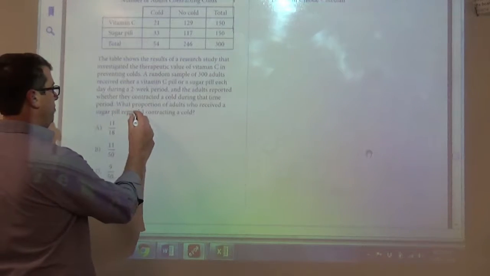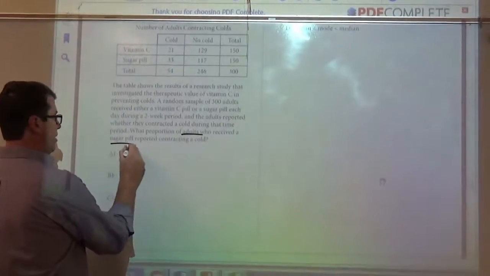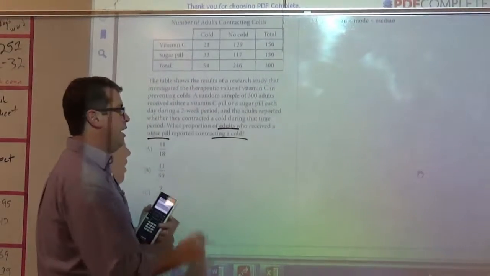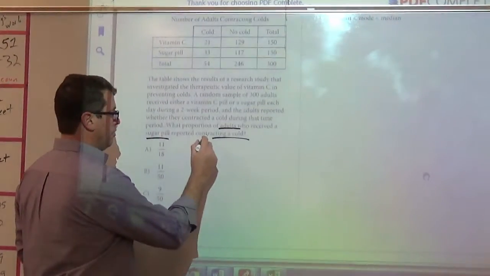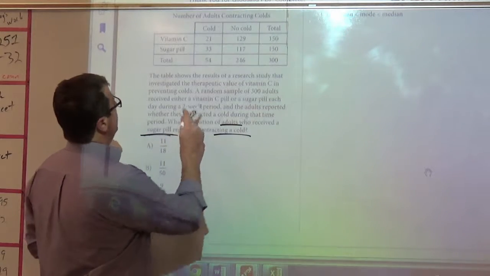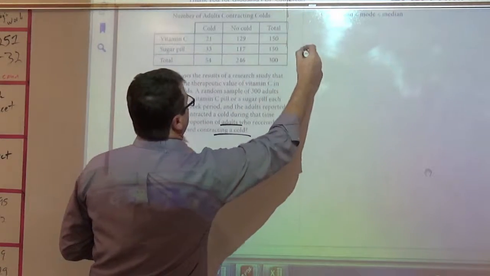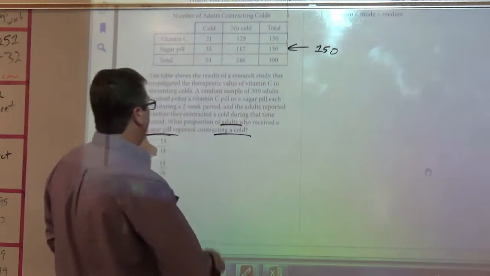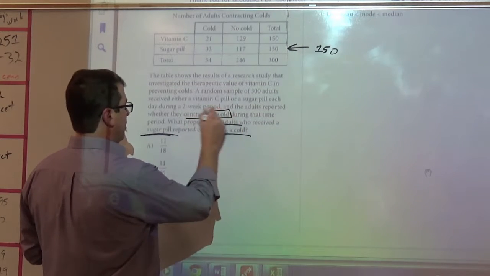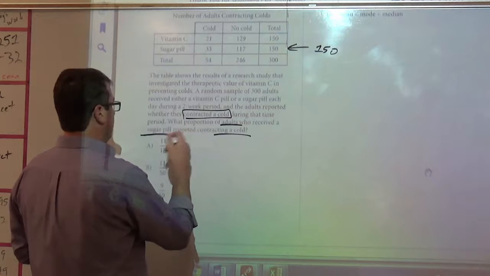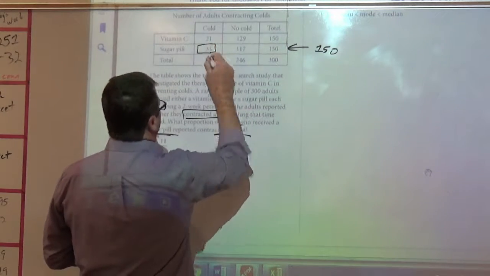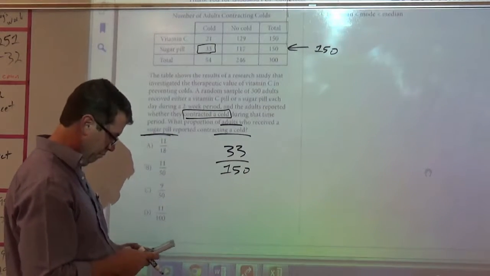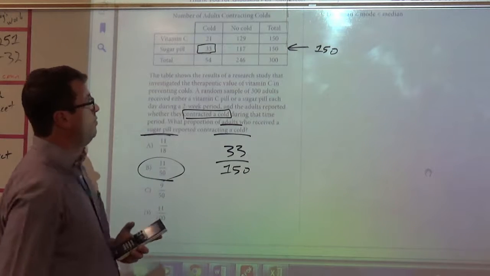So they want adults who got a sugar pill and caught a cold. Now, the important part to this is that our total is adults who got a sugar pill. So, total adults who got a sugar pill is 150. And they want to know that they did get a cold. So, going to be 33 out of 150. So 11 out of 50.